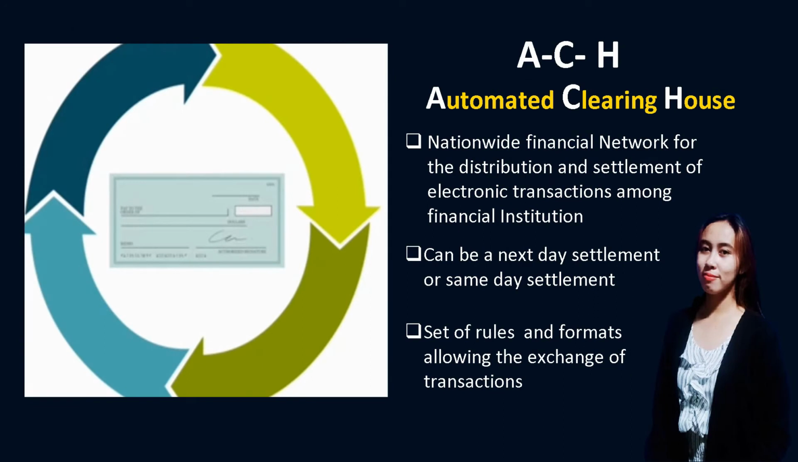ACH is an acronym for Automated Clearinghouse. In a nutshell, it is a nationwide financial network for the distribution and settlement of electronic transactions among financial institutions. The transaction can be next-day settlement or same-day settlement, and there is a set of rules and formats allowing the exchange of transactions.